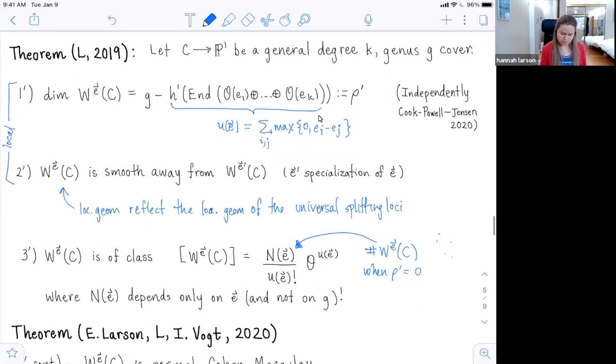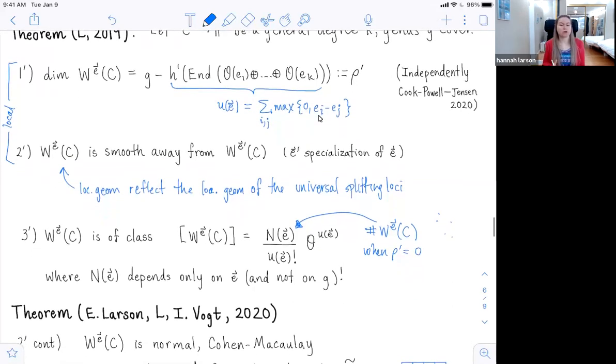And this is the subject of my joint work with Eric Larson and Isabel Vogt. I think we built a much more complete picture of what's happening here. First off, we proved a bit more about the local geometry. We showed that W^e is normal and Cohen-Macaulay. Together with the smoothness statement in 2', this actually resolves a conjecture of Eisenbud and Schreyer from 2006 about the universal splitting loci.